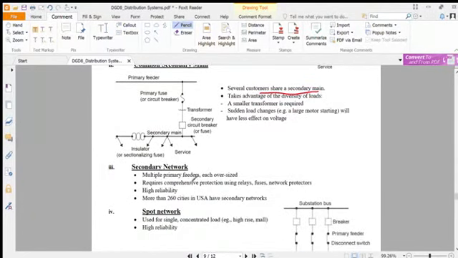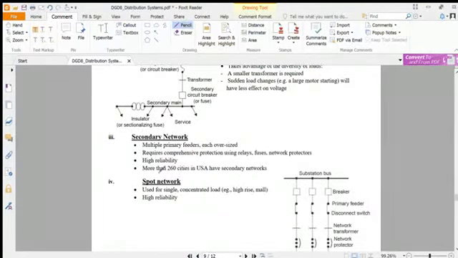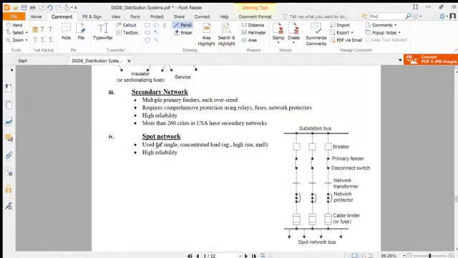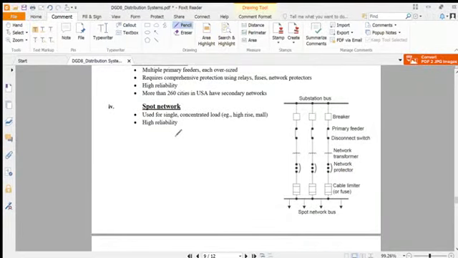And the third one is the secondary network. It also provides high reliability, and in the USA most of the cities are connected using this connection. And the fourth one is a spot network. Here is a substation, this is a circuit breaker, feeder, and there's another switch or isolator here because it is a high voltage distribution line, so the switch is added for additional safety. And the step down transformer, and another network protector is connected here. So this type is called a spot network.